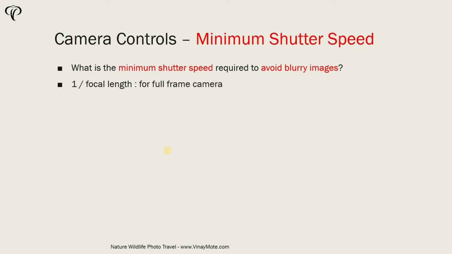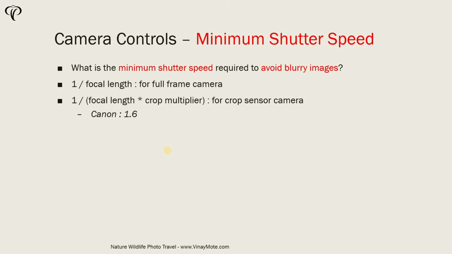As a rule of thumb, 1 divided by focal length is your minimum shutter speed if you are using a full frame camera. However, if you are using a crop sensor camera, then you need to multiply the focal length by the crop multiplier. So it's 1 divided by focal length times crop multiplier. This crop multiplier is different for different manufacturers. For Canon it is 1.6. So if you want to shoot a bird at 100 mm on a crop sensor camera, your minimum shutter speed is 1 divided by 100 times 1.6, which is 1 divided by 160.